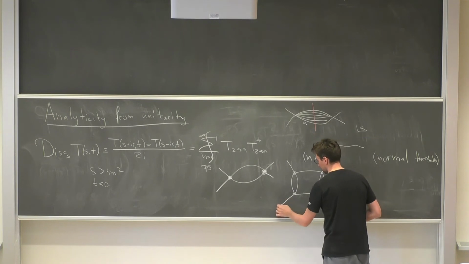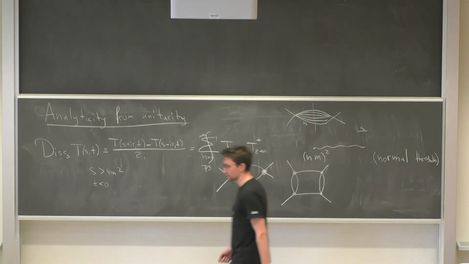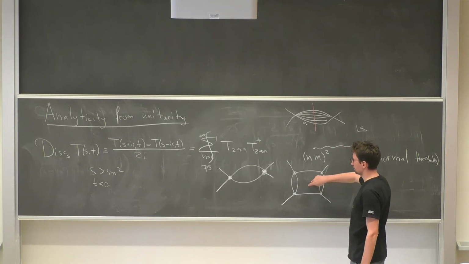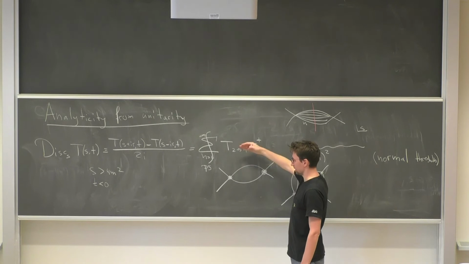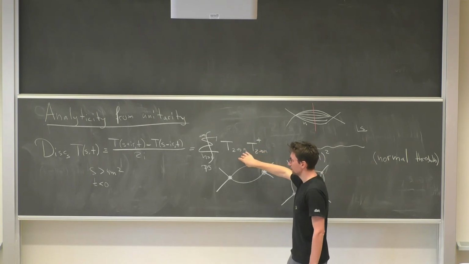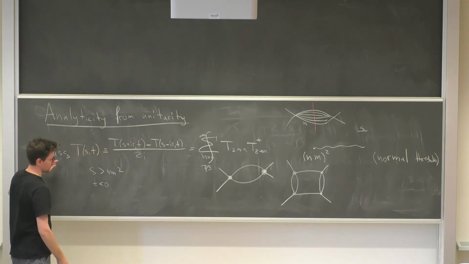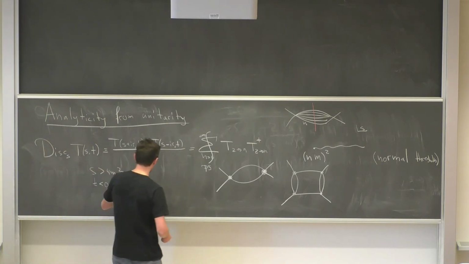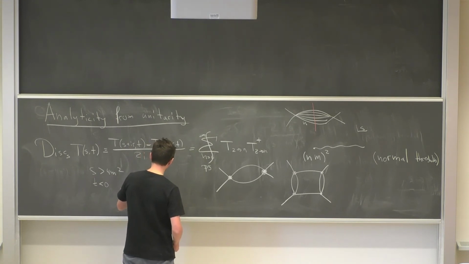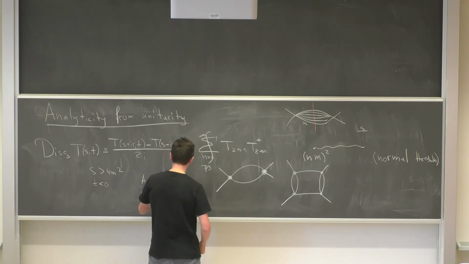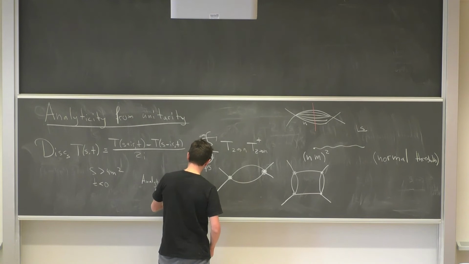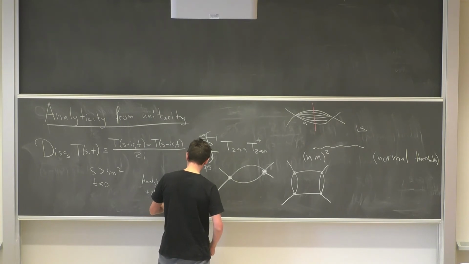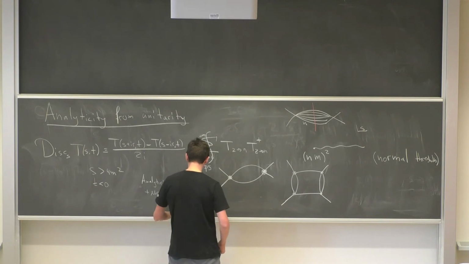So what you find is that, just from the fact that the amplitude has normal thresholds, both in the S and T channel, and from unitarity, the right-hand side develops an extra discontinuity, a non-analyticity in T, and this corresponds to the double discontinuity of the amplitude. So analyticity plus unitarity plus normal thresholds lead to double discontinuity of the amplitude.